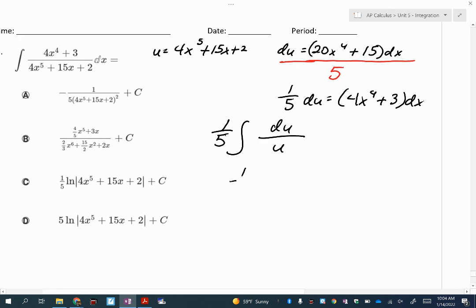Just like before, when I rewrite this as u to the negative 1st power du, I'm using my formula sheet to know that the integral of any variable to the negative 1st power is going to give me the natural log of the absolute value of it.